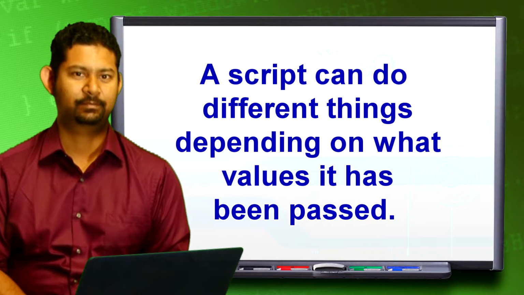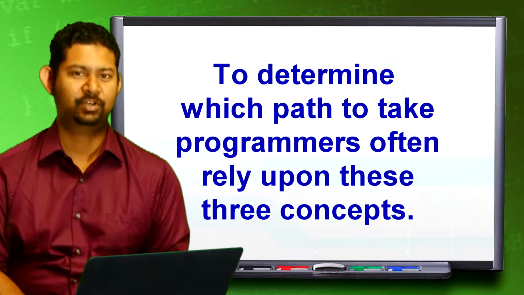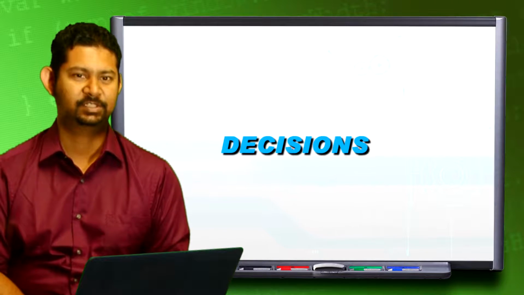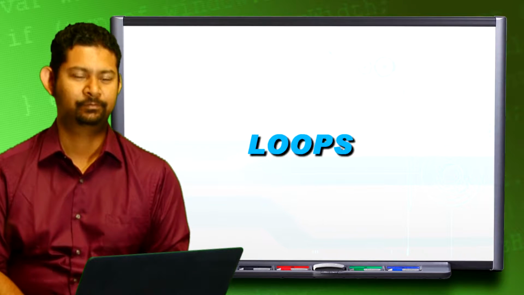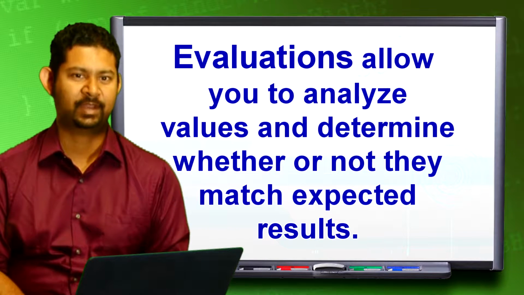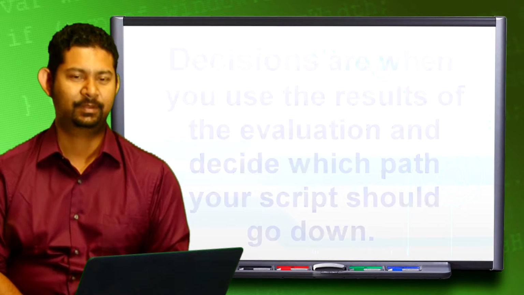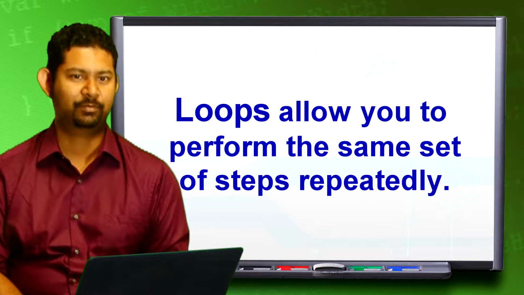Welcome to Lesson 4. A script can do different things depending on what values it has been passed. To determine which path to take, programmers often rely upon these three concepts: evaluations, decisions, and loops. Evaluations allow you to analyze values and determine whether or not they match expected results. Decisions are when you use the results of the evaluation and decide which path your script should go down. Loops allow you to perform the same set of steps repeatedly.